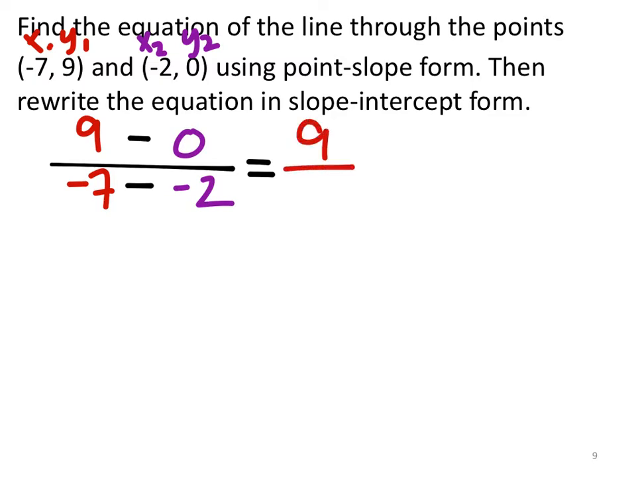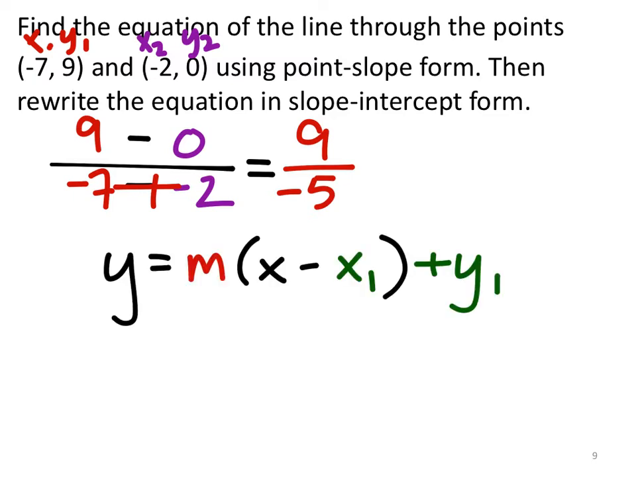Unless we do need to simplify it. Change that to plus. Negative 7 plus 2 is negative 5. That's kind of an ugly slope, but it's doable. Okay, well that is the slope. Now we're going to use point-slope form. Now we know we can exchange the slope with the slope that we have at negative 9/5.